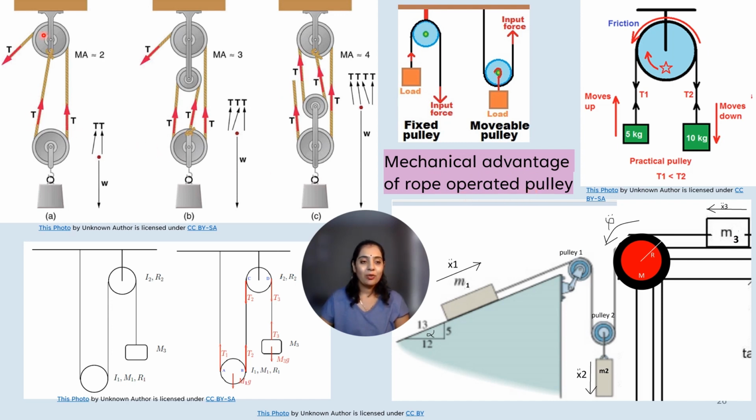So here two pulleys are there in series, three pulleys, and here this is a fixed pulley and this is a movable pulley. Here two weights are there, and in this example this M1 is supported, and these two pulleys, pulley 1 and pulley 2, are acting in series.